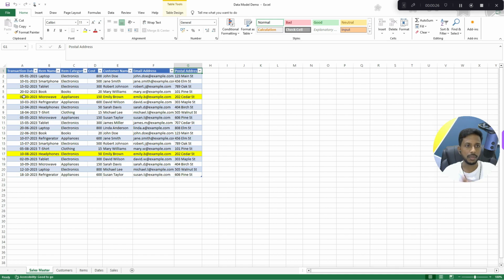They might be purchasing on a daily basis, on a regular basis, right? Within the same day, they can also purchase multiple times. If you look at the highlighted yellow one, Emily Brown, this customer has bought some products over the past few months. Last time she bought a microwave, and the customer is the same, her email address is the same, her postal address is also the same. But when she purchases another item, we are repeatedly storing the same information.